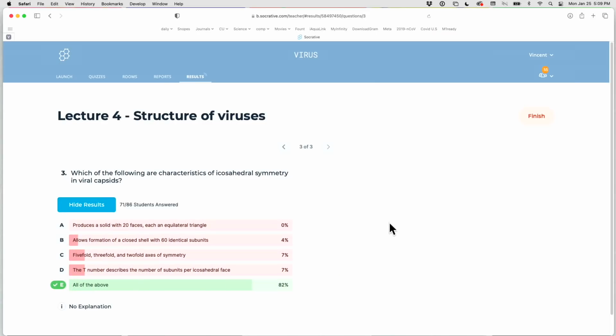Let's see what we did here. 82% of you got E, which is all the above. They're all right. Everything here. It's a solid with 20 faces, each an equilateral triangle. Nobody picked that. Well, of course, because it's all the above. But that's correct. A closed shell with 60 subunits is correct. 5, 3, and twofold axes is correct. The T describes the number of subunits, all the above.